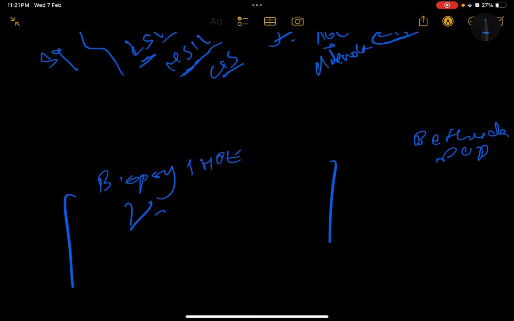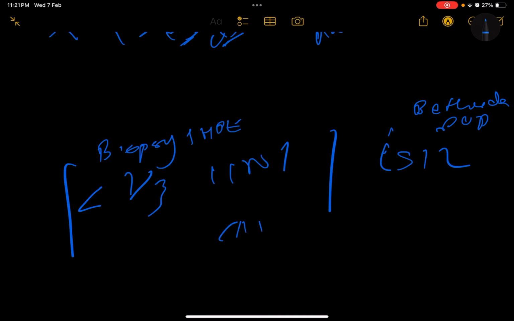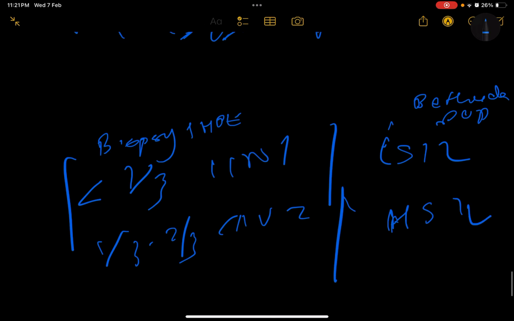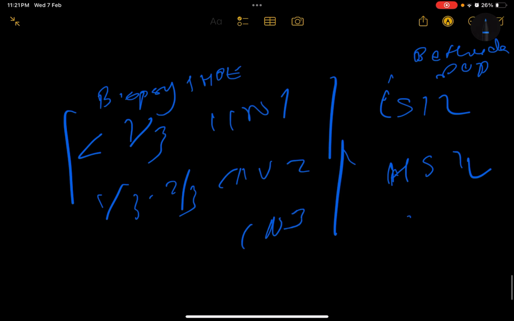Now, if I'm saying it's less than 1/3, or CIN1, that basically means it's an LSIL, usually. If I'm saying it's a CIN2, or a 1/3 to 2/3, then most probably it's an HSIL. If I'm saying it's a CIN3, again it's an HSIL. So far the basics are clear: what could be the PAP findings, what could be the histopath findings.